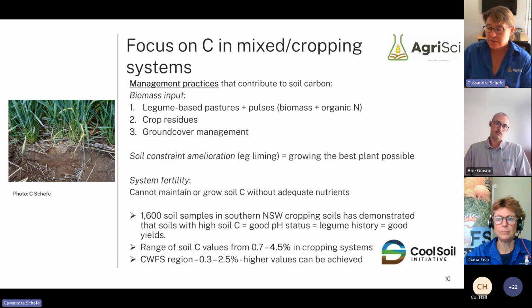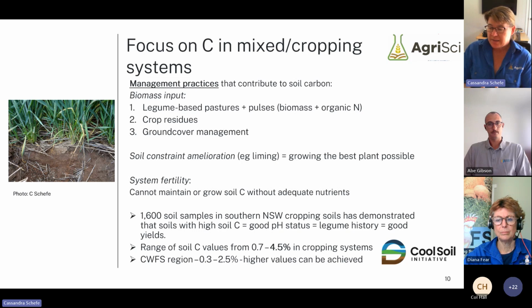What we know from those is that the soils with the higher soil carbon levels all have a good pH status. Most of them have a legume history, and they all have good yield and productivity history. So they're being farmed well, which then means good plants, good yields, good biomass, good carbon. Across the range of these systems, we are seeing soil carbon values from about 0.7 up to 4.5.